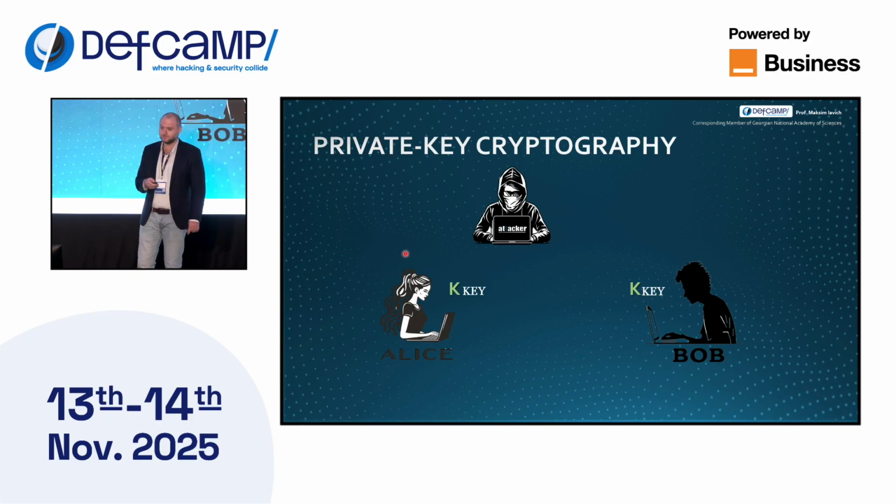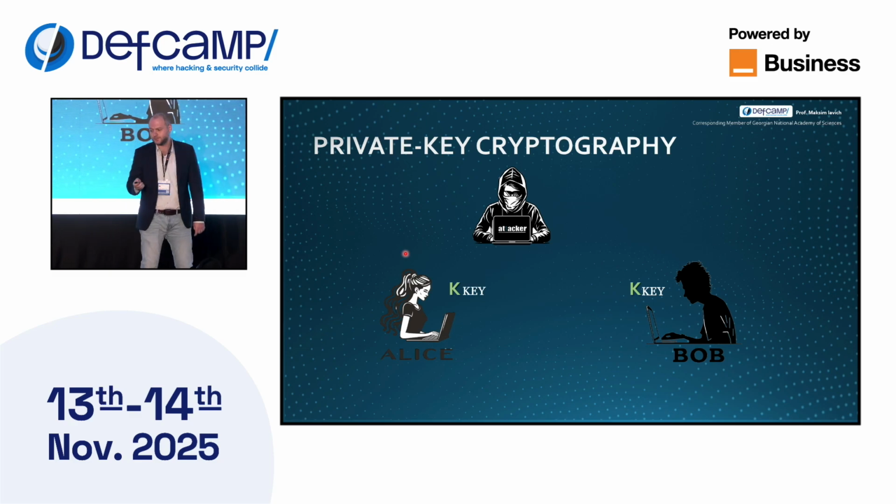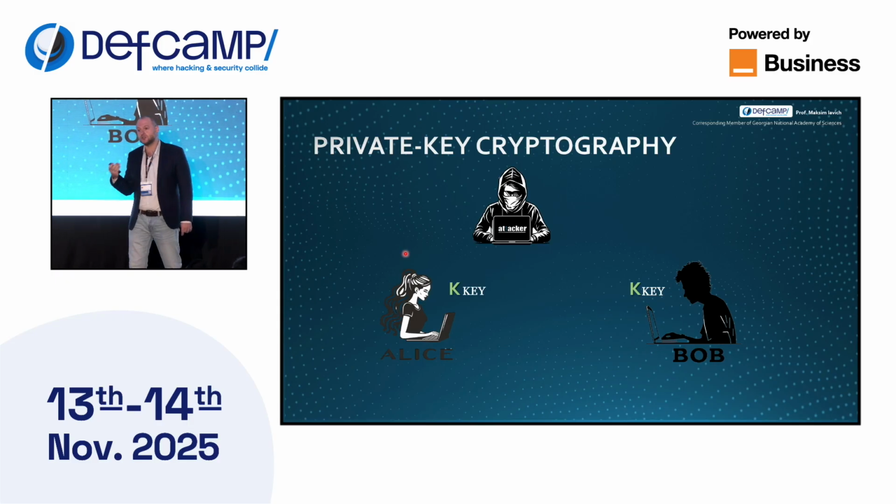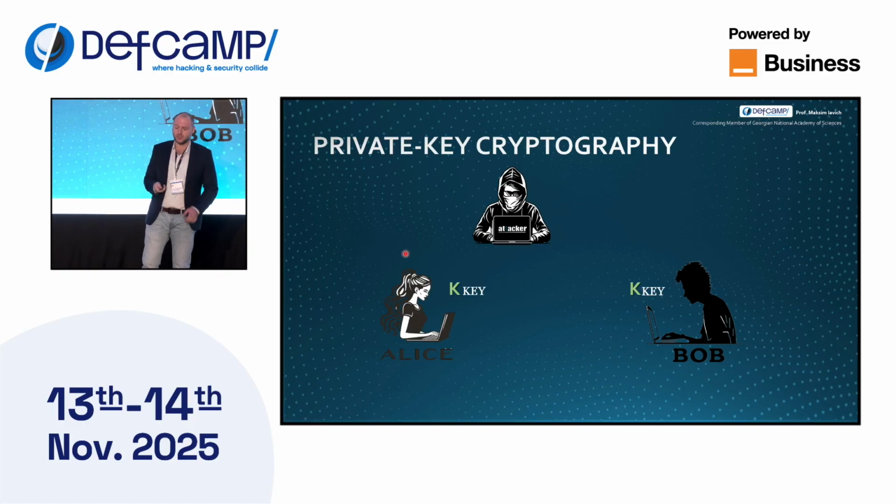How they send the key to each other, we will see afterwards. And both have the same key. Because of it, the encryption is called symmetric, because encryption and decryption are done with the same key.